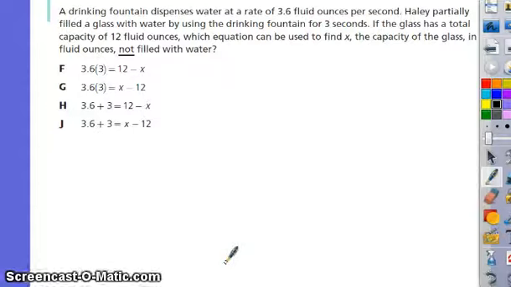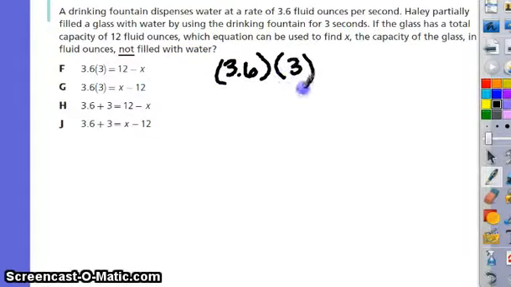Drinking fountain dispenses water at a rate of 3.6 fluid ounces per second. Haley partially filled a glass of water by using the drinking fountain for 3 seconds. So that looks like 3.6 per second, times 3 seconds. This is the water for 3 seconds.